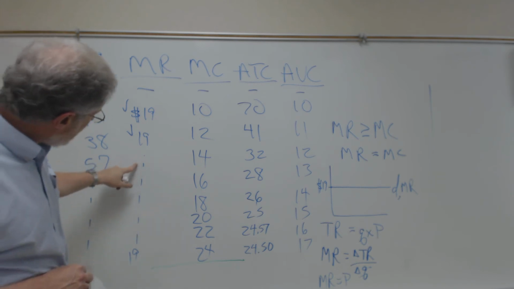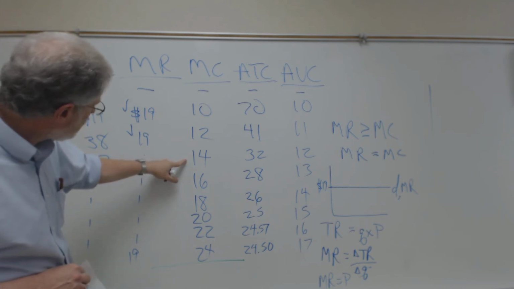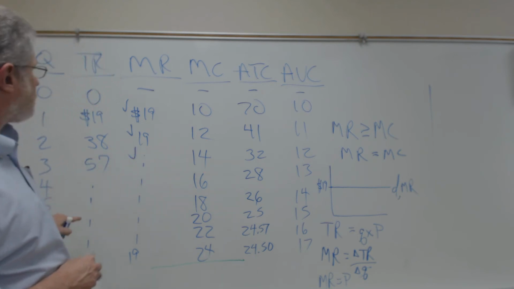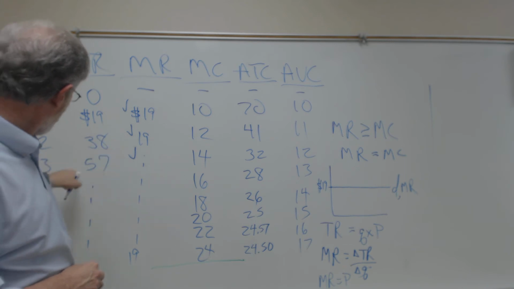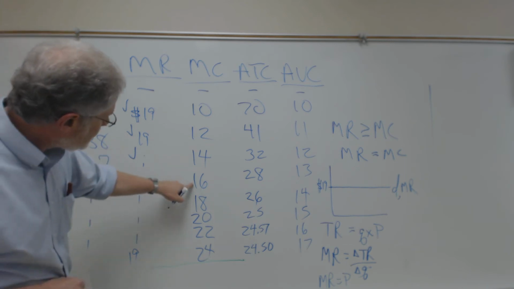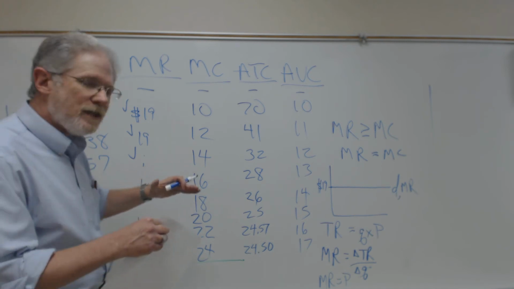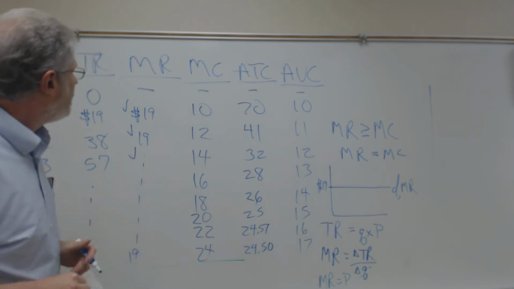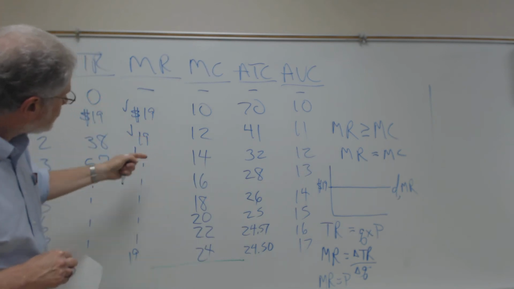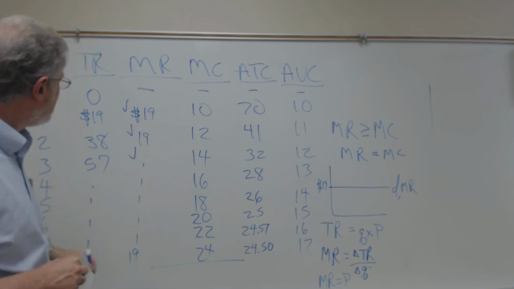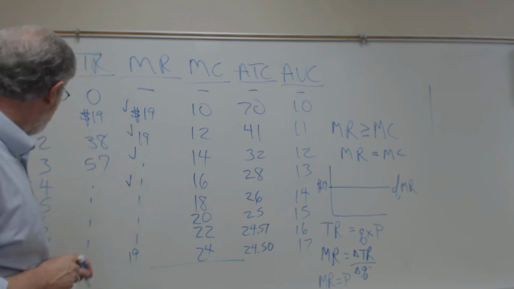Third unit, it's going to add 19 to its revenue, 14 to its cost. Wants to do that. Fourth, it's going to add 19 to its revenue, 16 to its cost. Notice these extra units are becoming more and more costly, but as long as the marginal cost is below the marginal revenue, it's worth producing. So yes, it's going to produce that fourth unit.